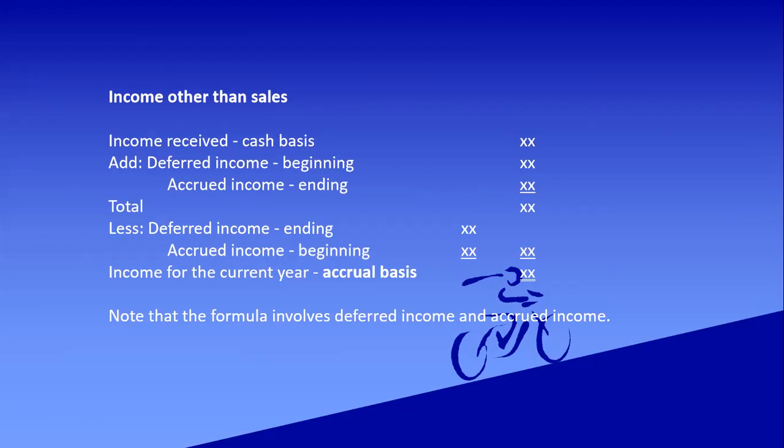Then the total, we deduct deferred income ending and accrued income beginning. Now we have the income for the current year under the accrual basis. Now note that the formula involves deferred income and accrued income.